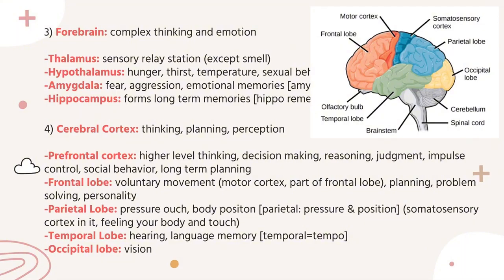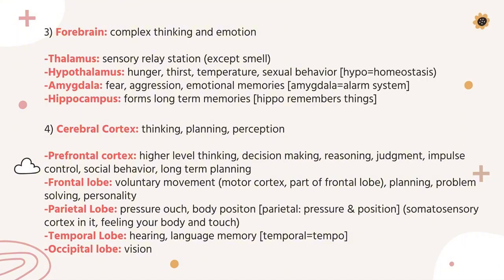The parietal lobe is pressure, touch, and body position. So the parietal lobe is basically pressure and position. And the somatosensory cortex is in it, which is feeling your body and touch. The temporal lobe is hearing, language, and memory. The occipital lobe is vision.